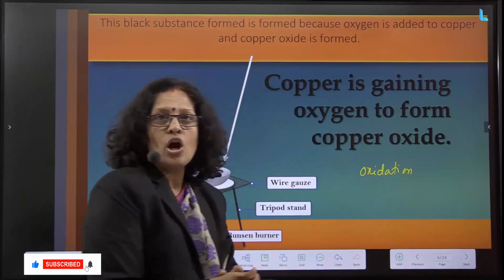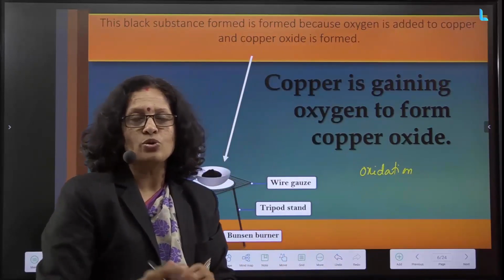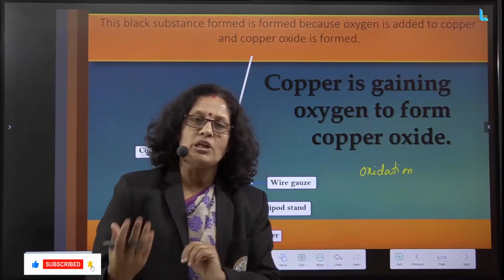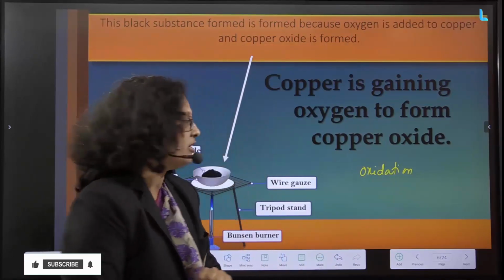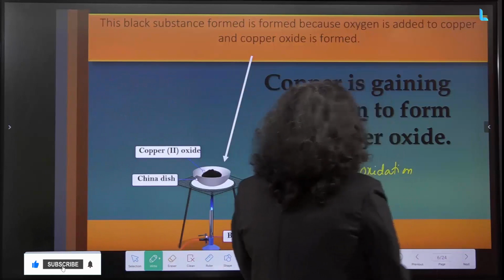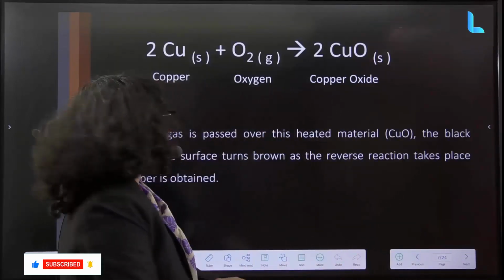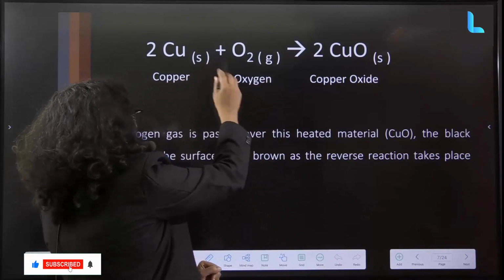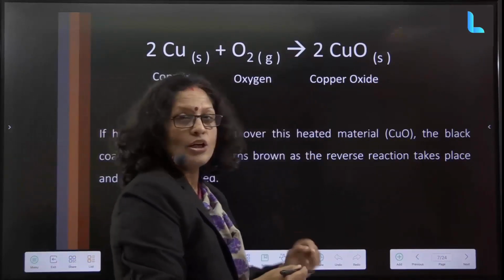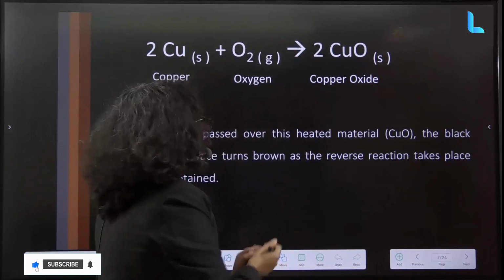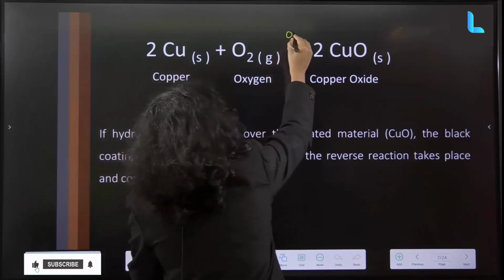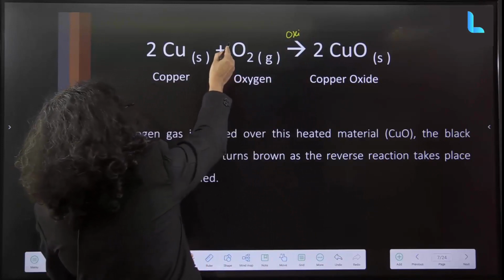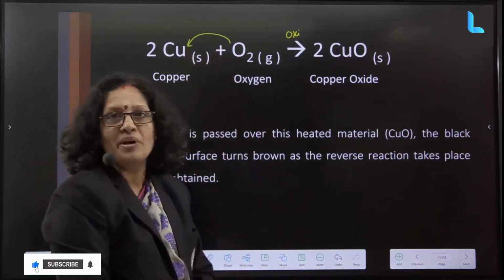Oxidation is addition of oxygen or loss of hydrogen. Here hydrogen is not there. Right now we have copper plus oxygen giving copper oxide, so this process can be named as oxidation. Now see the reaction, 2Cu plus O2 gives 2CuO. What is this process called? This process is called oxidation, because addition of oxygen to copper is happening.